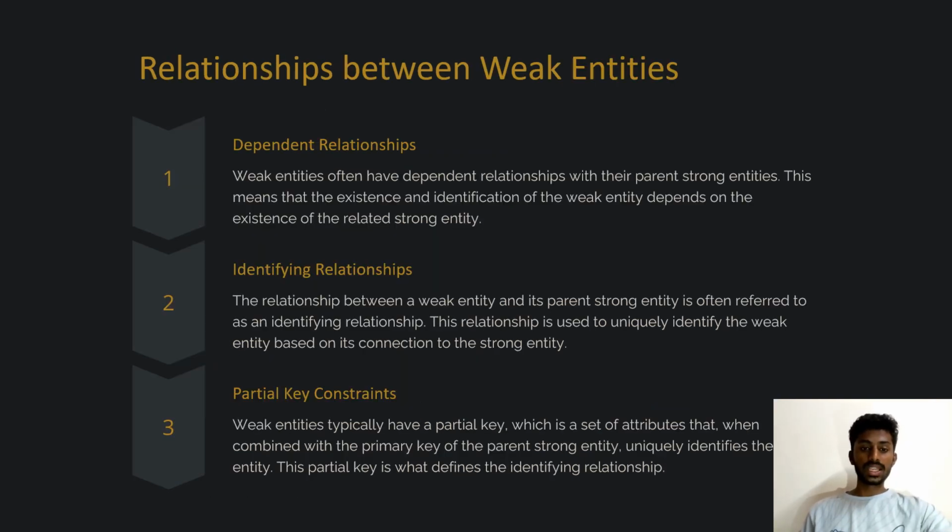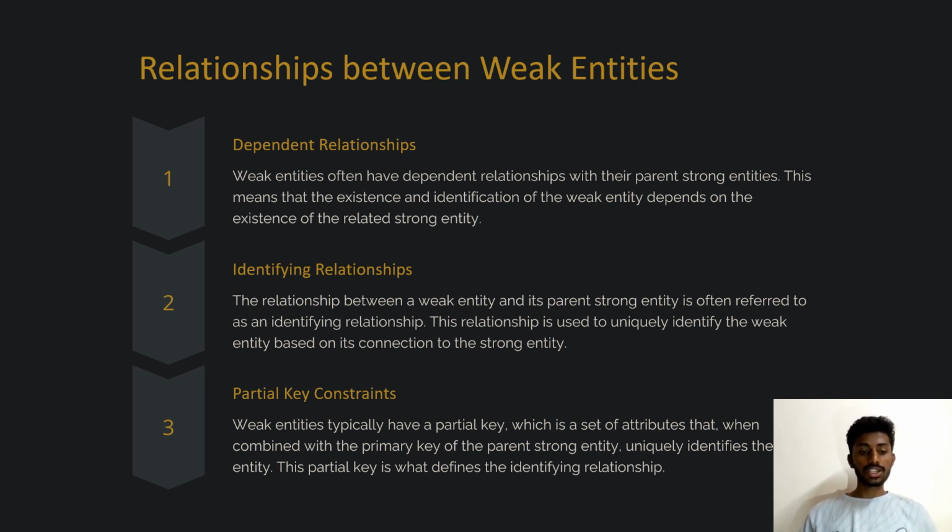Relationships between weak entities. Dependent relationships. Weak entities often have dependent relationships with their parent strong entities. This means that the existence and identification of the weak entity depends on the existence of the related strong entity. Identifying relationships. The relationship between a weak entity and its parent strong entity is often referred to as an identifying relationship. This relationship is used to uniquely identify the weak entity based on its connection to the strong entity.